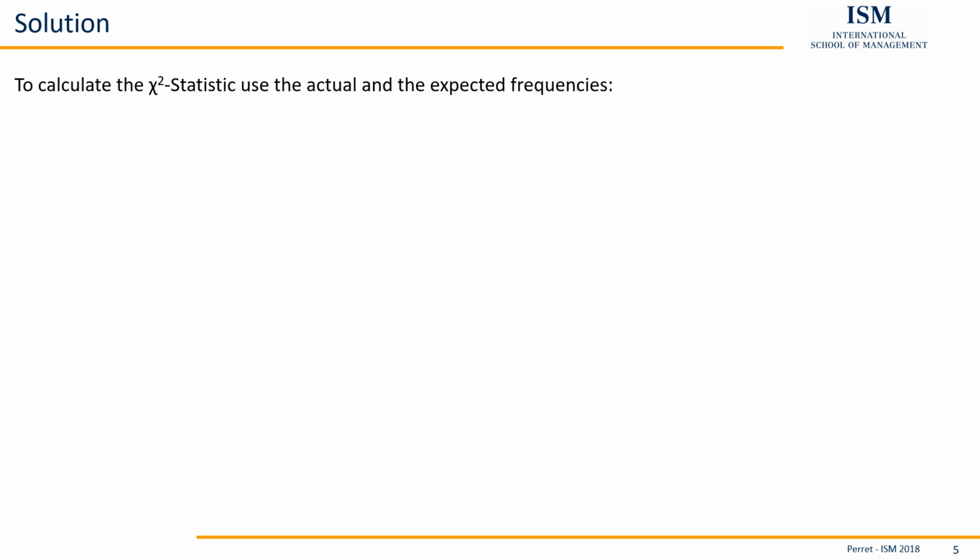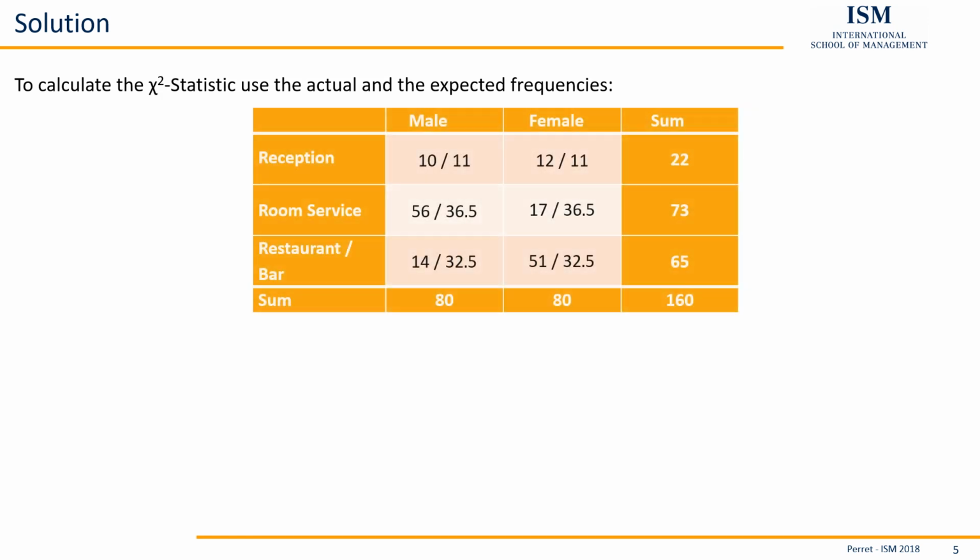Well, to calculate the chi-squared statistic, as I said, we take the actual and the expected frequencies. Here they have been summarized in one comprehensive table. And we use this formula. This is not as complex as it might seem at first glance. We just calculate actual value minus expected value.